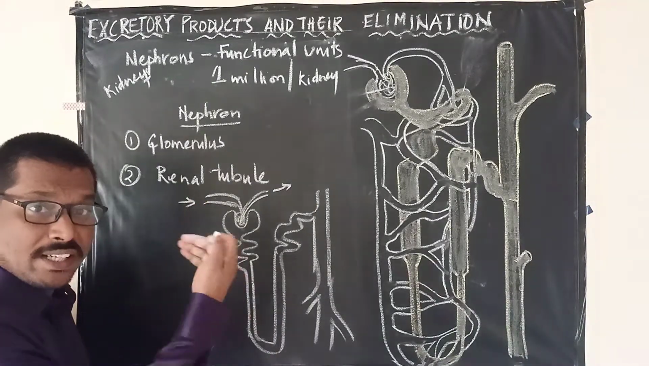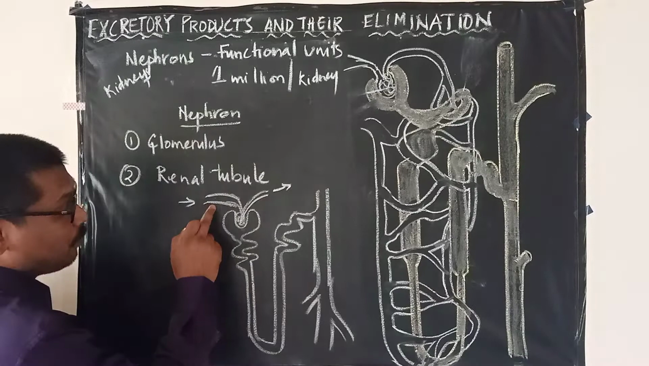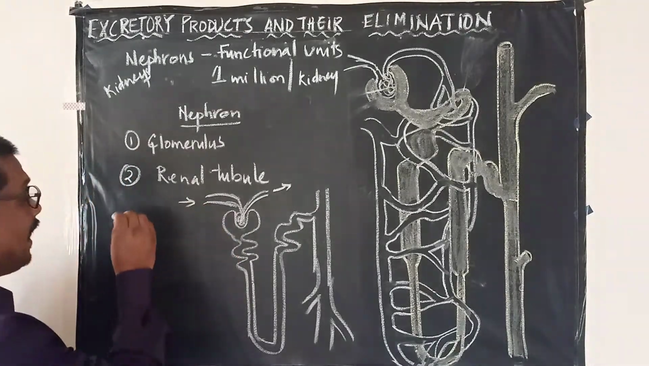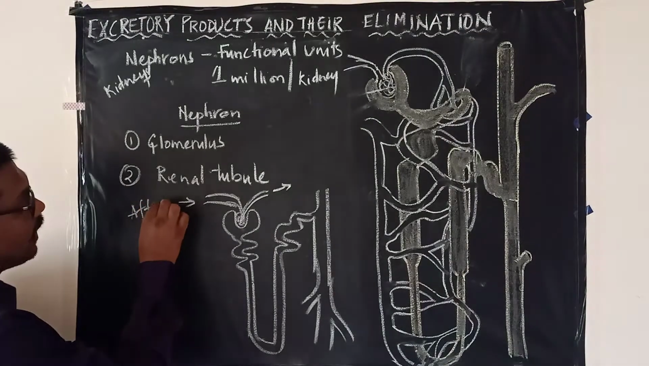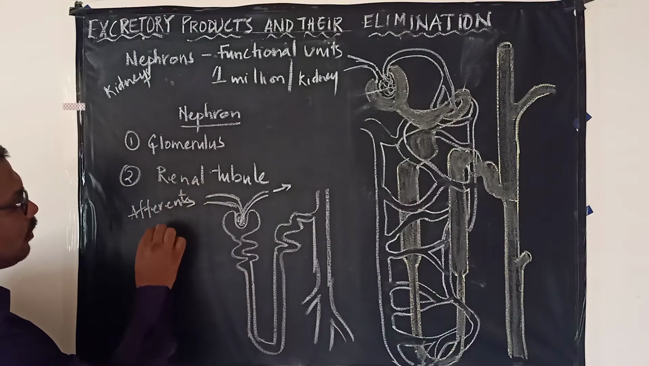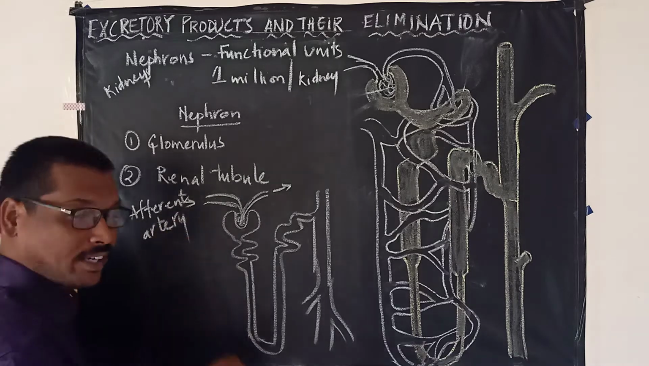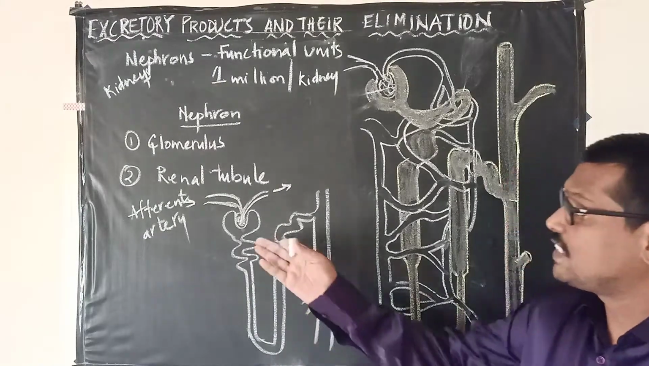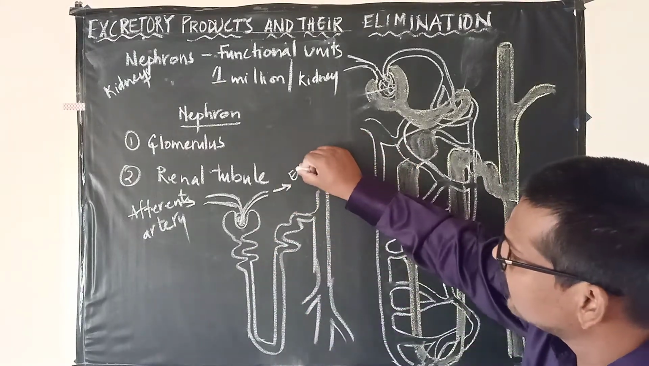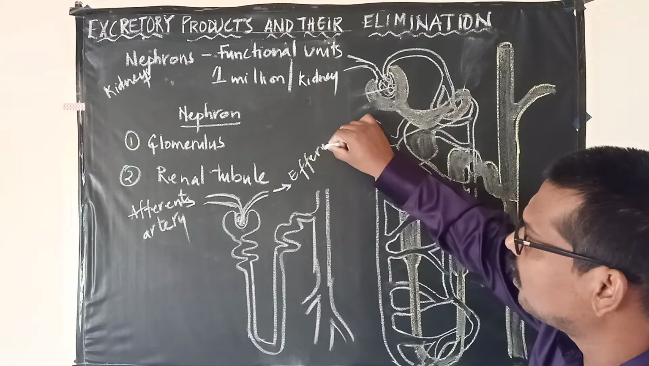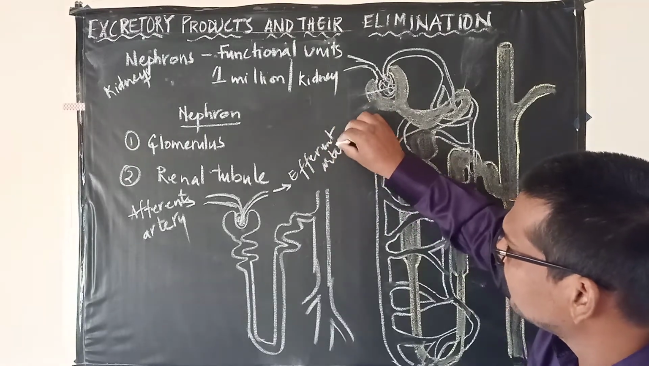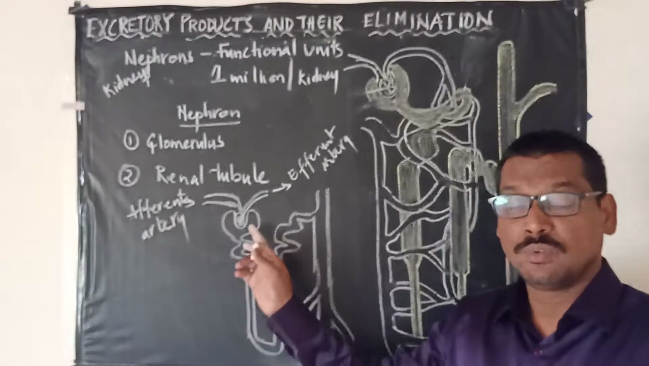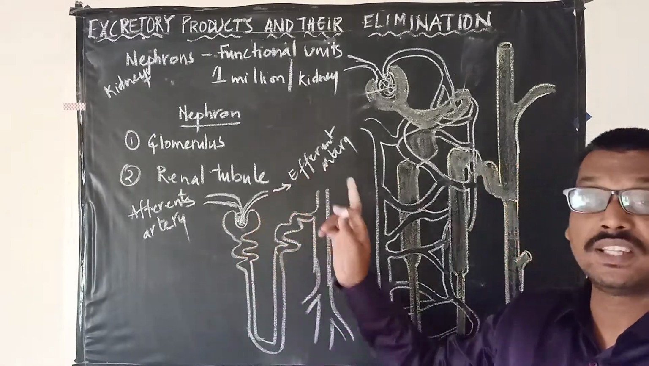What is this blood vessel that is entering into the nephron? The blood vessel which is entering into the nephron is called the afferent artery. The blood vessel which is leaving out is called the efferent artery. So there are two blood vessels: one is entering into the nephron and one is leaving the nephron.